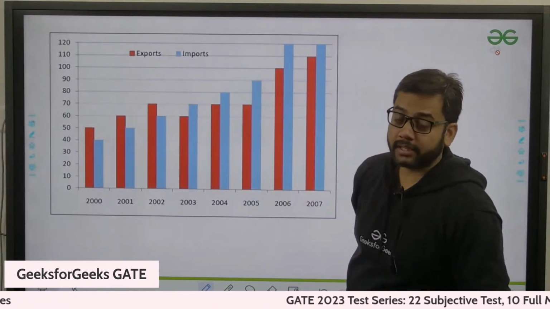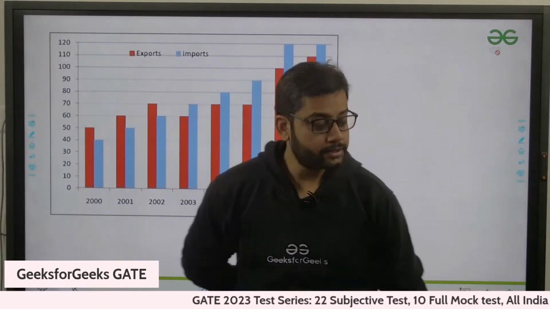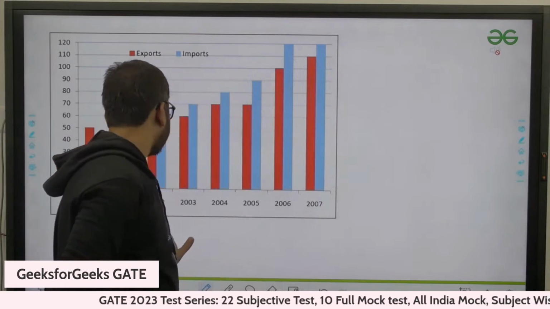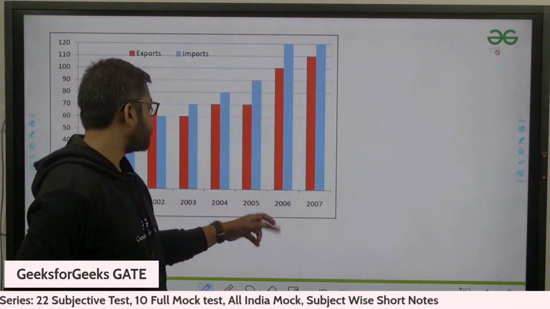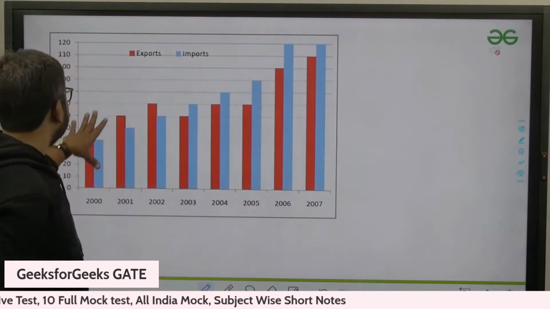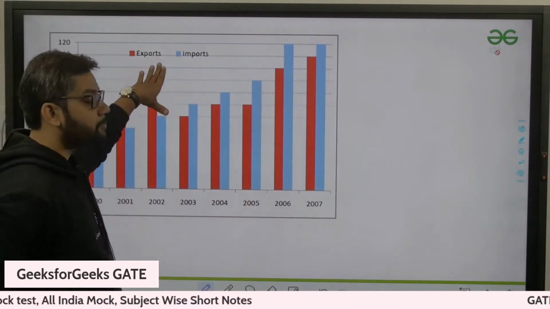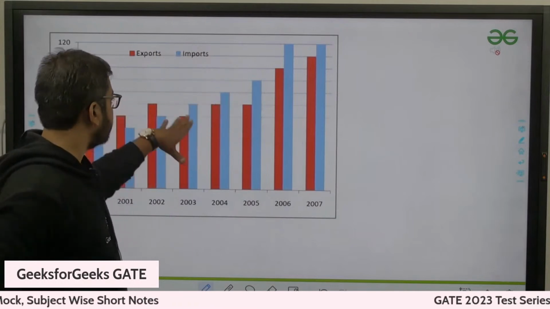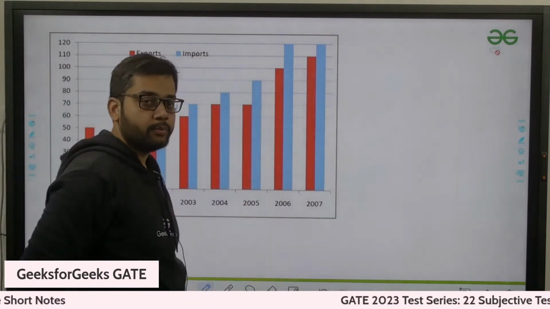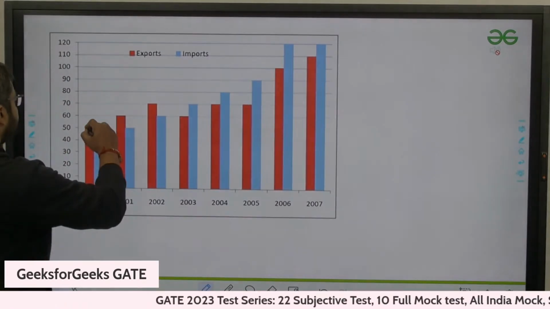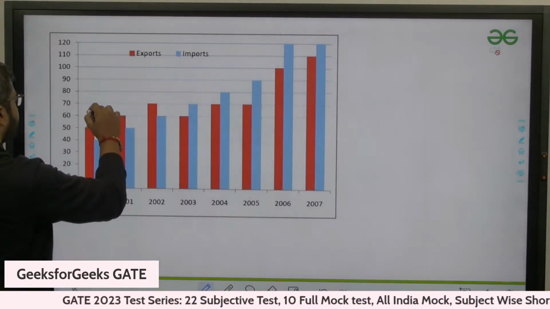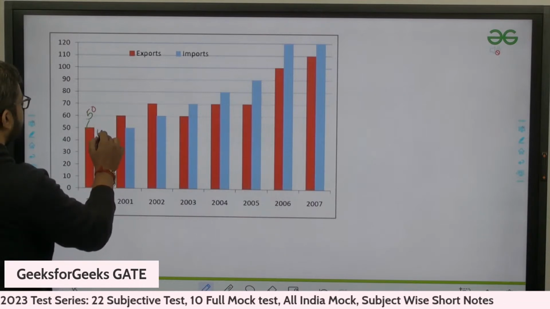Export and import are given, okay. Now from 2000 to 2007, there are 8 years: 1 2 3 4 5 6 7 8. In these 8 years, export is shown as a red line with red dots, and import is shown in the blue bar. In 2000, export is basically 50 and import is basically 40.